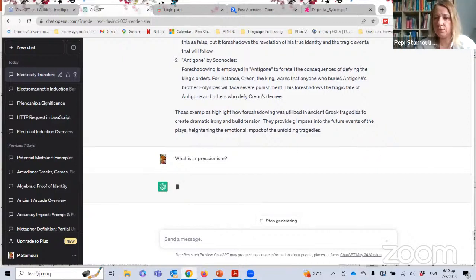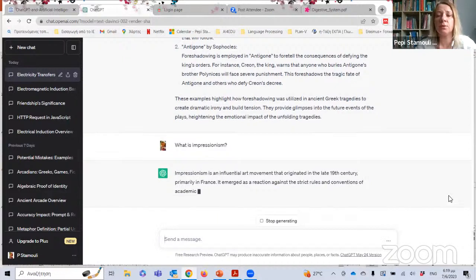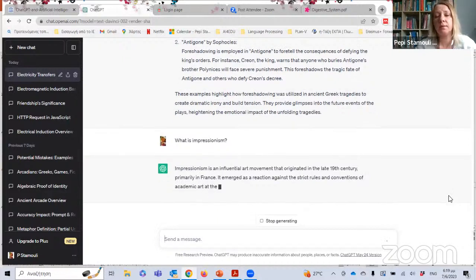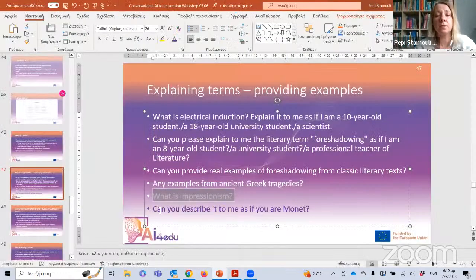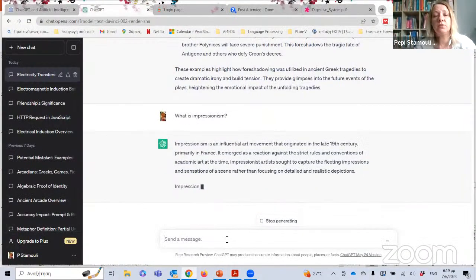I don't think it's able to generate it. Okay, it started. It locates it in time and in space, where it was born, who are the main representatives. And I can ask it to describe the term impressionism to me as if it is an impressionist painter, such as Monet.